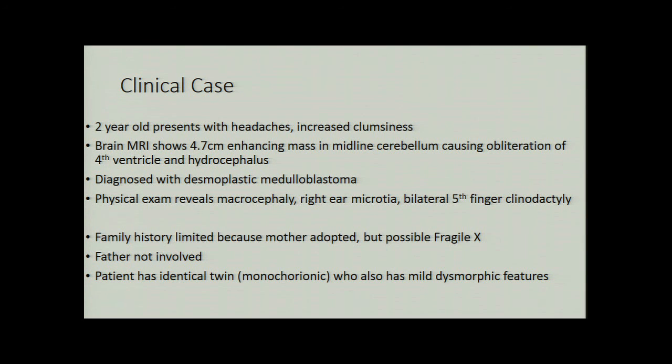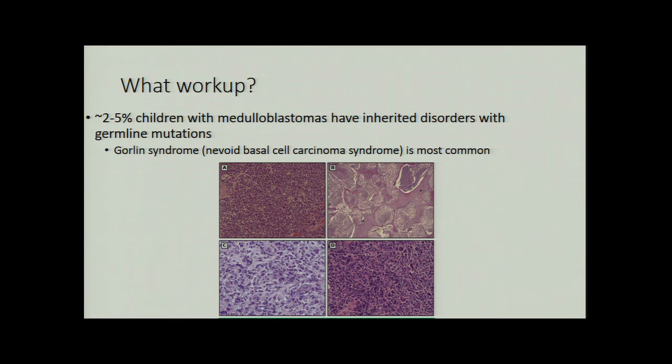The family history was limited because the mother was adopted, but we suspected that she might have fragile X because she had some history of delays. The father was not in the picture, so we didn't have the history. But she had a sibling who was an identical twin, who also had similar features.